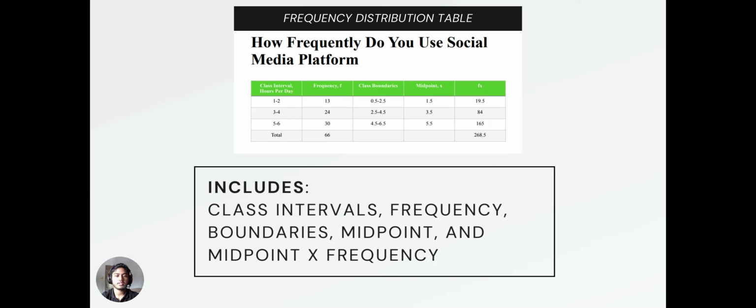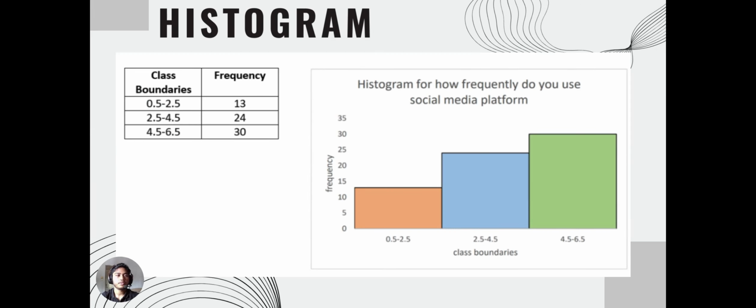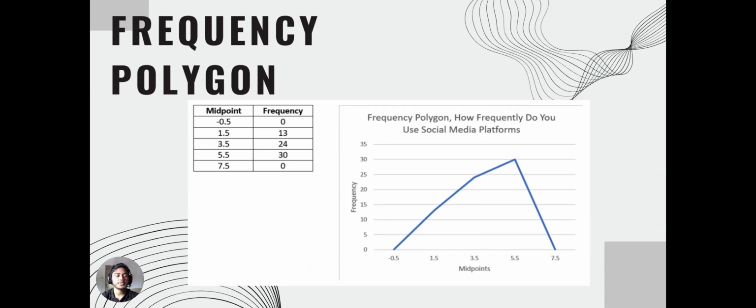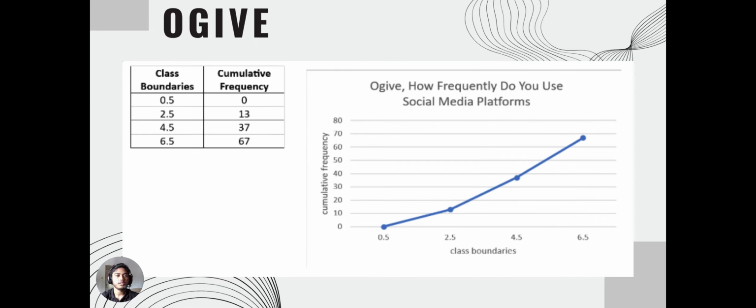and frequencies, fx. We then produce a histogram with frequencies on the y-axis, class boundaries on the x-axis, a frequency polygon with frequency on the y-axis, midpoint on the x-axis, and an ogive with cumulative frequency on the y-axis and class boundaries on the x-axis. By using these graphical representations, we can further understand the frequent use of social media among Gen Z students.